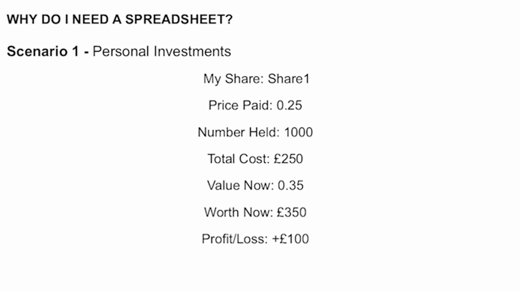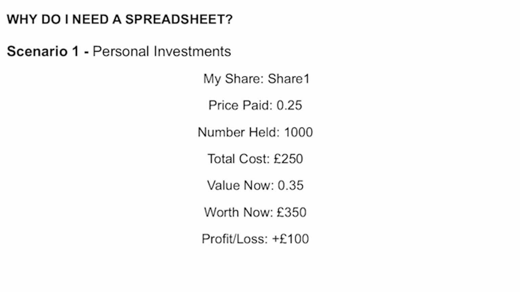Scenario 1, Personal Investments. You have bought shares in a few different companies and want to keep track of how well, or badly, they are doing. You could enter these values in a spreadsheet. My share, Share 1. Price paid, 0.25. Number held, 1,000. Total cost, £250. Value now, 0.35. Worth now, £350. Profit/loss, plus £100.